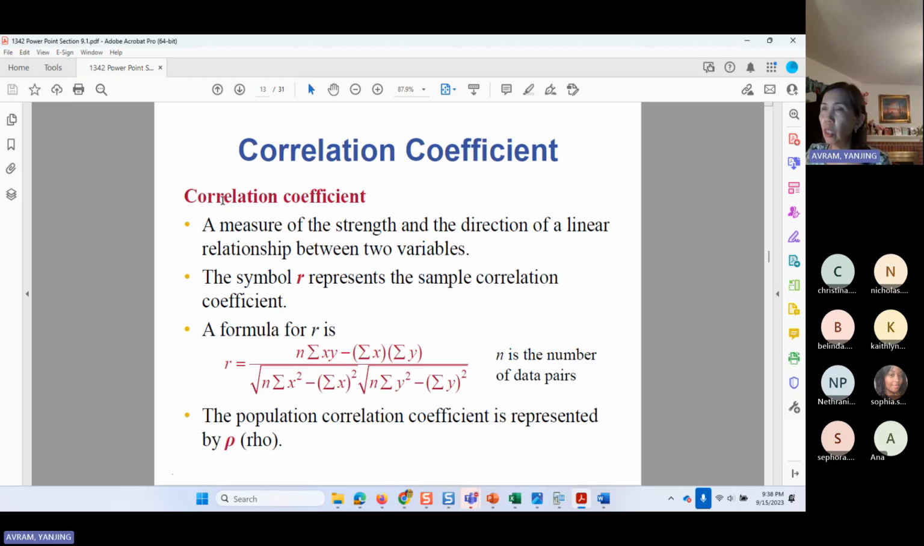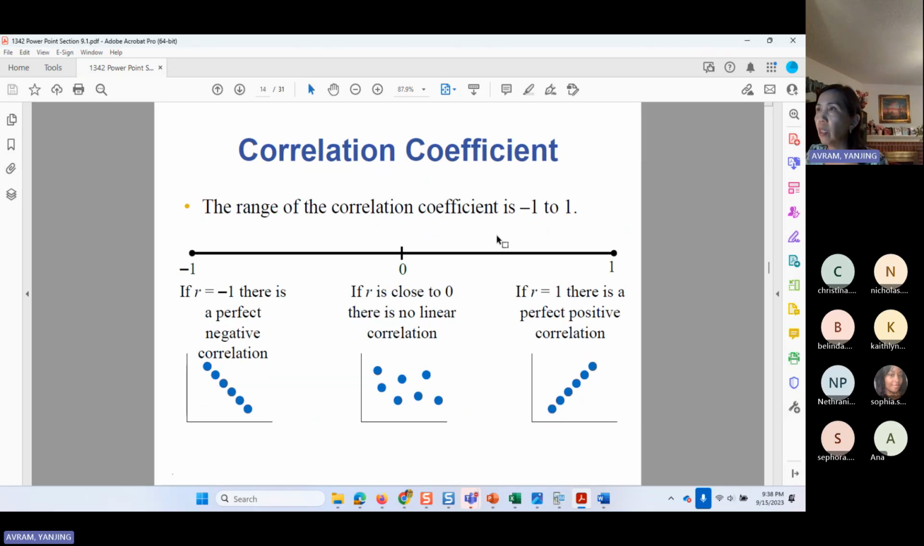I want to look at this one, the correlation coefficient R. R has a very complicated formula to calculate, but we are not going to ask you to calculate this by hand. One thing is R can be found directly from the calculator, and I'll show you how to find R from the calculator in a minute, okay? But this R is between -1 and 1. The correlation coefficient is between -1 and 1.